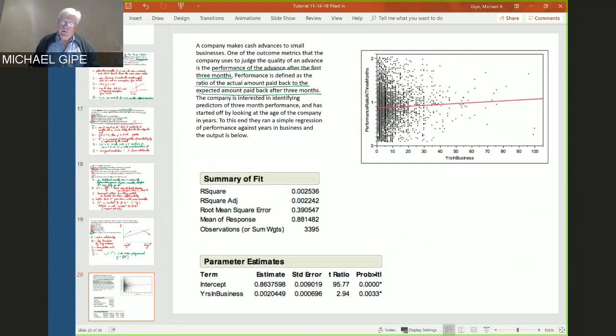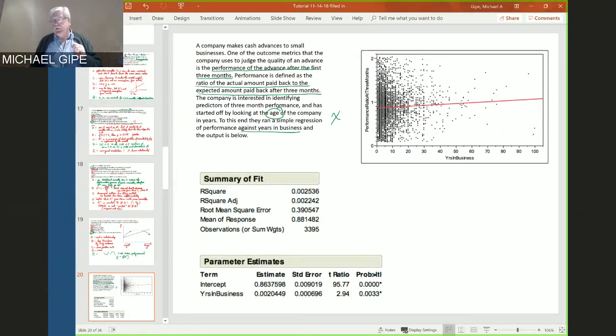The company is interested in identifying predictors of 3-month performance and has started off by looking at the age of the company in years. So this would be X. To this end, they ran a simple regression of performance against years in business, and the output is below. Okay, so let's take a look. What do we got? We have a nice picture. We have a bunch of data points.